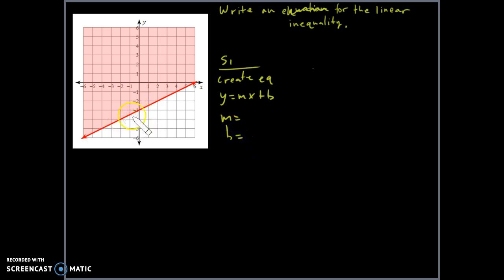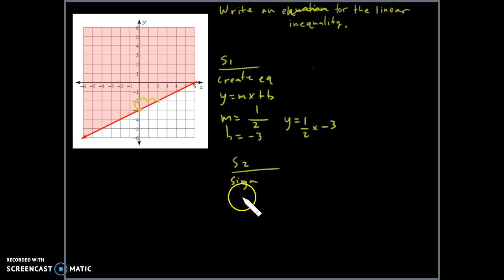So we look at the graph, we see the line crossing at negative 3, so we know b is negative 3, and we need to choose another point to calculate the slope. Let's choose this point right here. Now we need to calculate the rise over the run. So it rises once, and it runs twice. So our equation here is y equals 1/2 x minus 3.